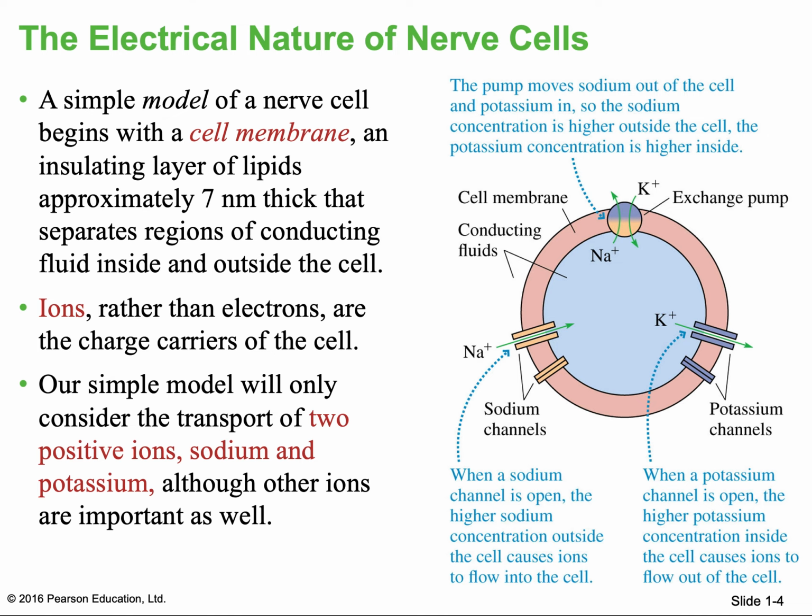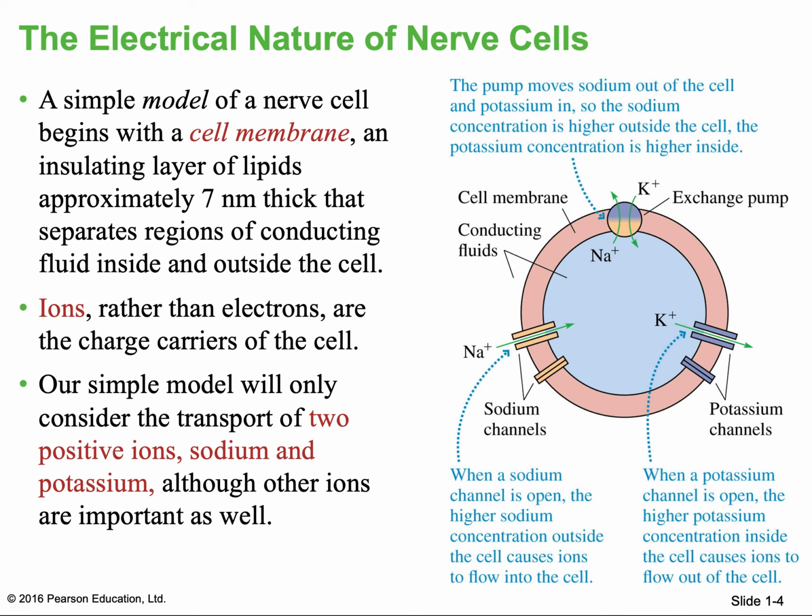Now we can think of a nerve cell as having a 7 nanometer thick cell membrane and various concentrations of sodium and potassium ions on either side of the membrane. Now this gets more complicated. Calcium actually plays an integral role in conduction of neurotransmission, but we'll focus on sodium and potassium ions right now to simplify things.